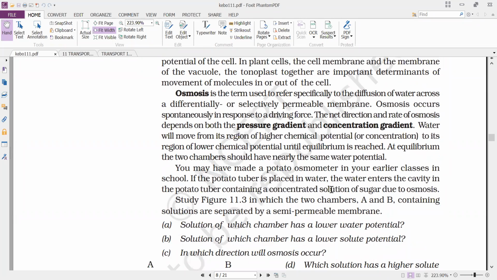Next, you may have made a potato osmometer in your earlier classes in school. If a potato tuber is placed in water, water enters the cavity in the potato tuber containing a concentrated solution of sugar due to osmosis. In your lower classes, you might have conducted these experiments, I think in ninth class: the potato osmometer.